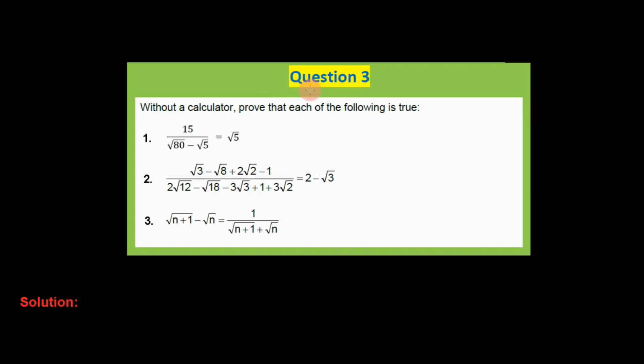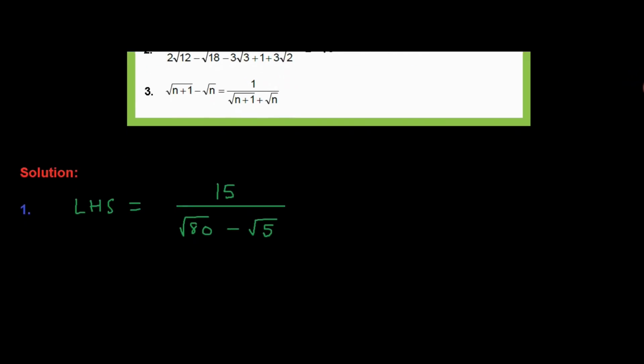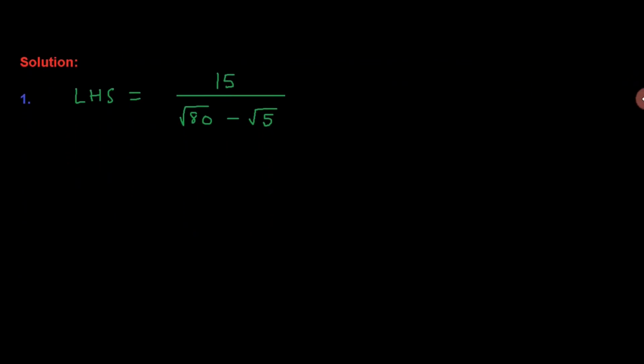So let's look at your answer to question 3. It says, without a calculator, prove that each of the following is true. And we are given these 3 identities. So let's look at the first one. We start with the left-hand side. And we're going to simplify as much as we can.